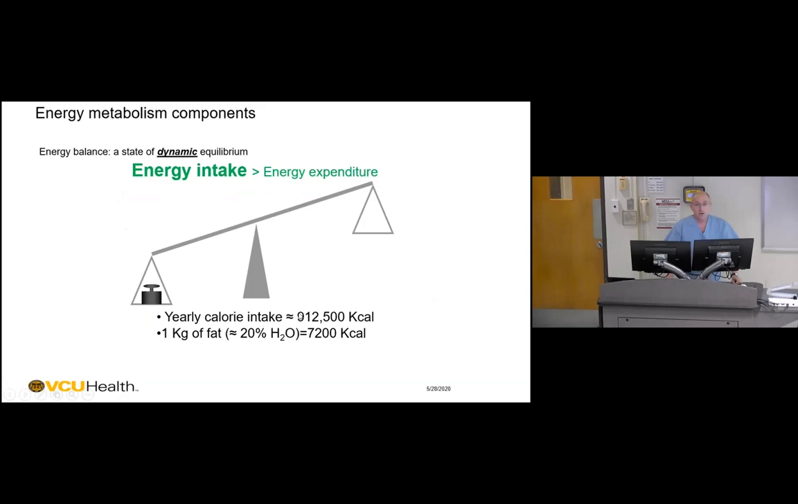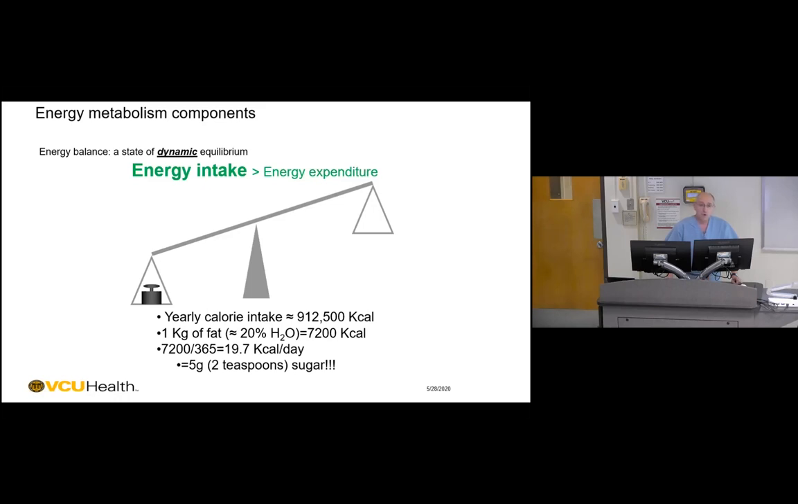And the average adult US individual gains roughly 1 kilo of fat per year. So that would be 7,200 kilocalories, assuming a 20% water content. And that means if you divide over 1 year, a net positive intake of 20 kilocalories per day, which translates to two teaspoons of sugars. That's all it takes to have a sustained weight difference.